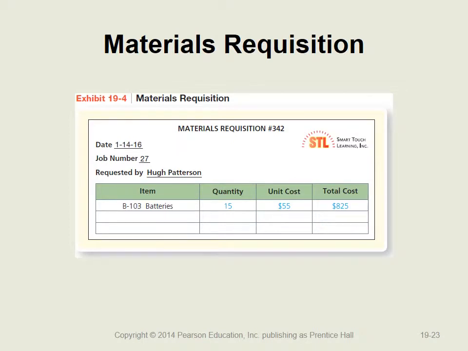When SmartTouch started job 27 on January 14th, the production team requested materials for the job by filling out a materials requisition, as shown in Exhibit 19.4. The materials requisition is a request for the transfer of raw materials to the production floor. Note that the subsidiary ledger previously shown in Exhibit 19.3 records the materials requisition number 342, along with the number of units requisitioned and their costs.